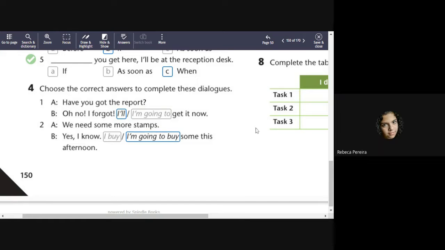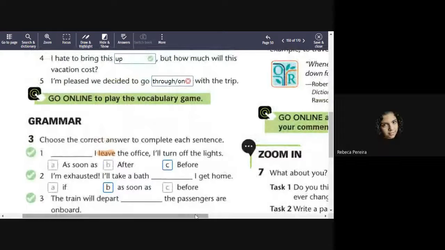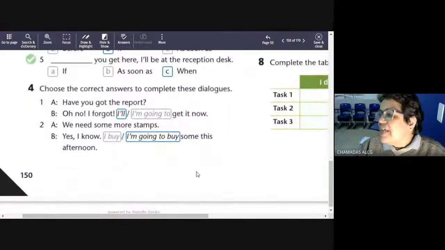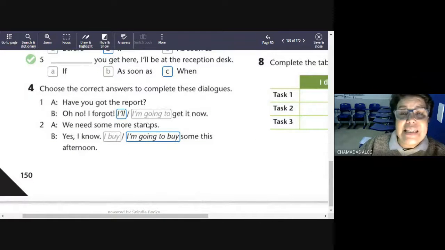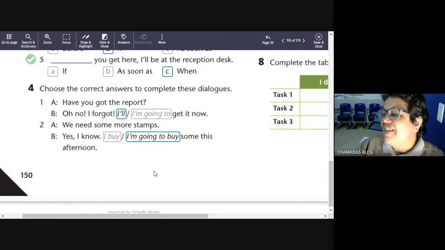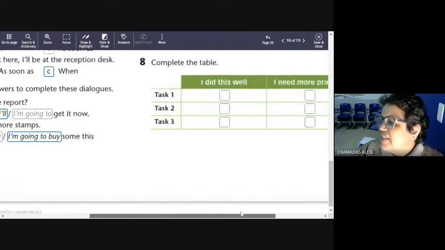Yes. Okay. Teacher, what is a stamp? Stamp is the same as selo, selo de carta. Oh, okay. Okay? All right.